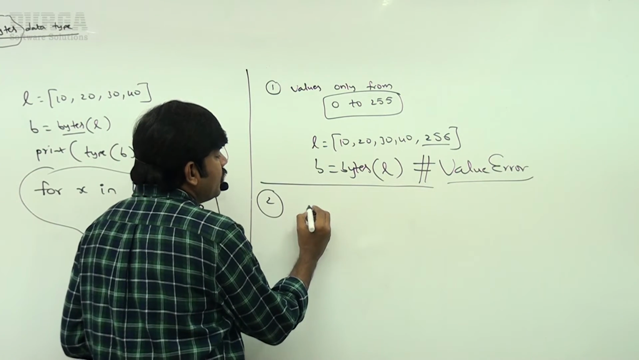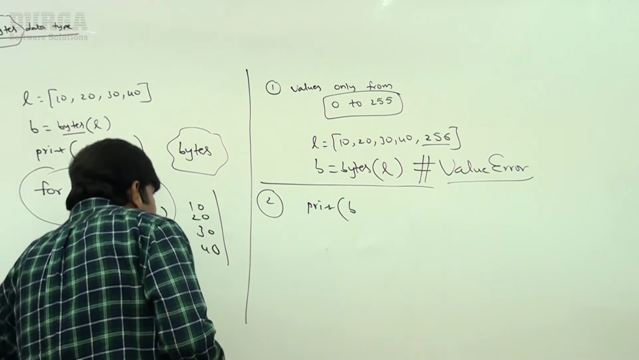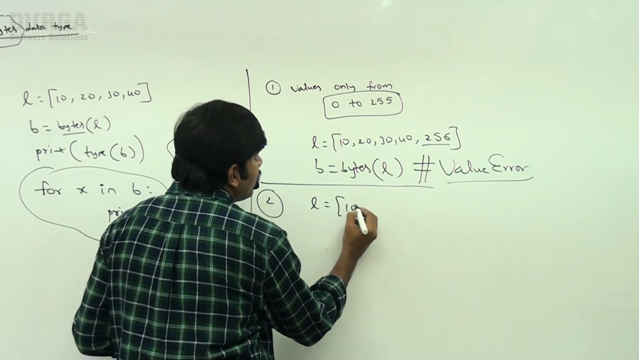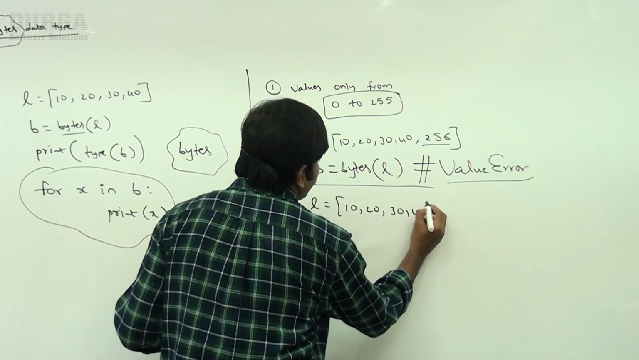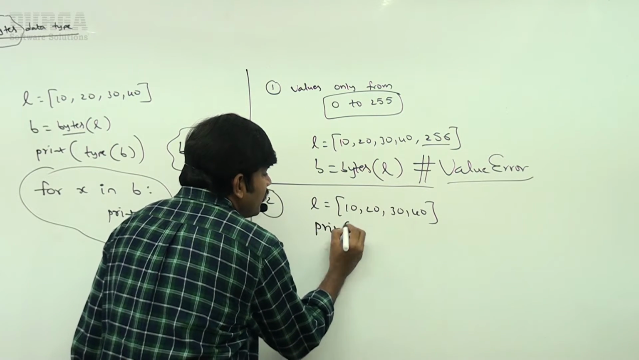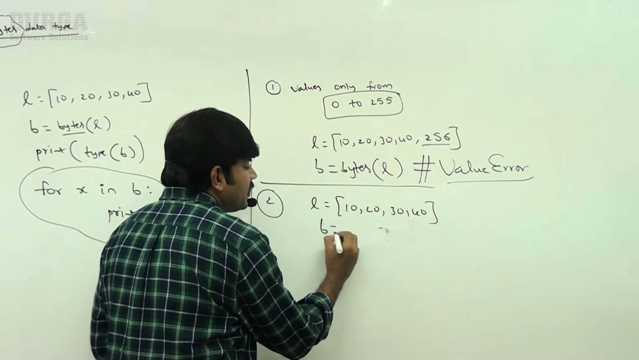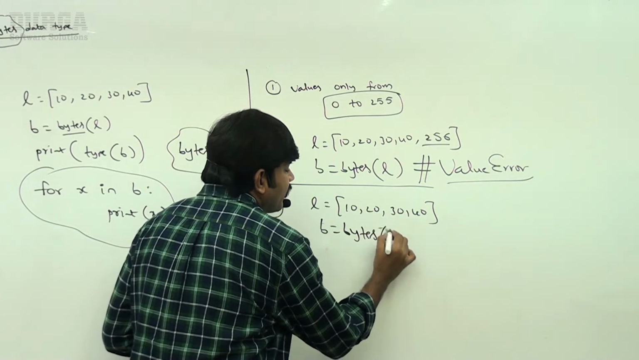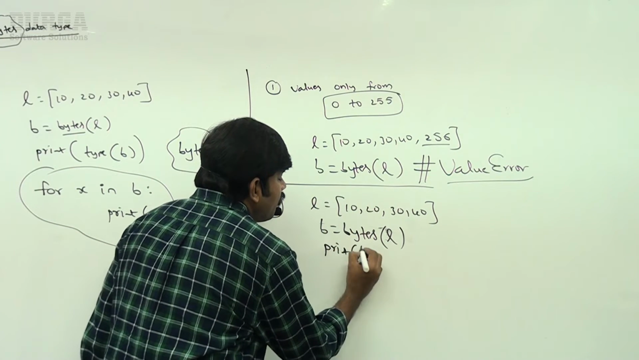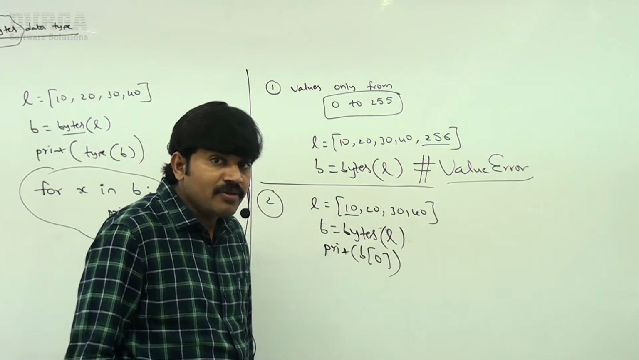Let me write the complete code so that you may get much clarity. Here L is equal to 10, 20, 30, 40. Now let me convert it into bytes: B is equal to bytes of L. Now let me print B of 0. B of 0, 10 we are going to get. What is the value? 10 we are getting.